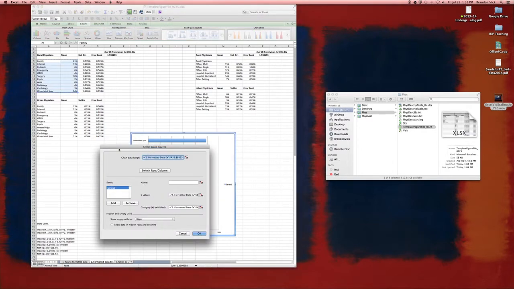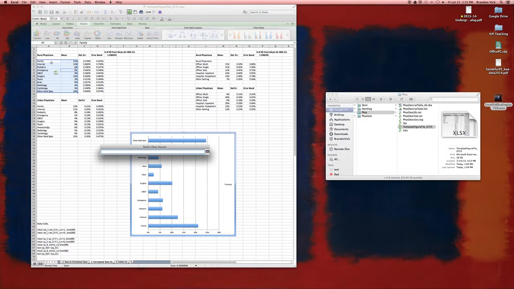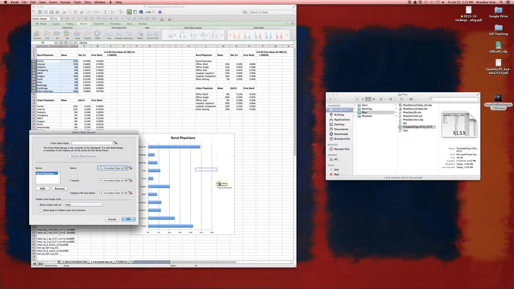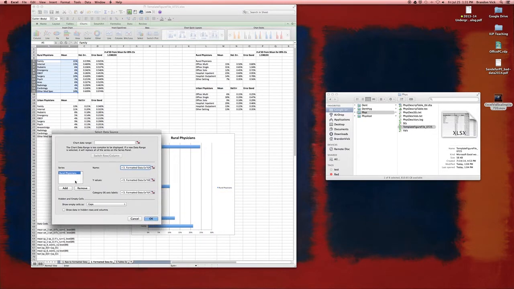Okay, series 1 was my rural, but I don't want it to say series 1. I want it to actually say rural. So I can click on this value right here. Now you can see, instead of just saying series 1, it says rural physicians. Okay, now I want to add the urban physicians. So that gives me series 2. I'm going to add this name, urban physicians.